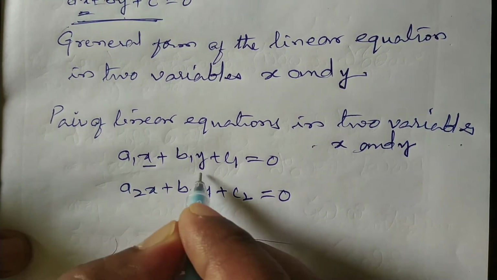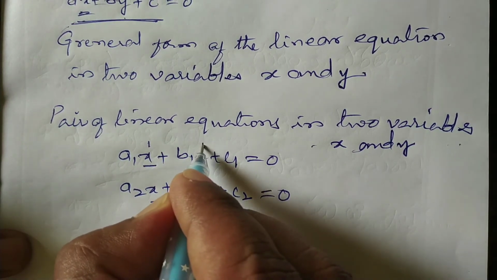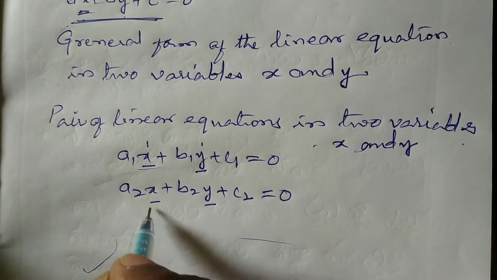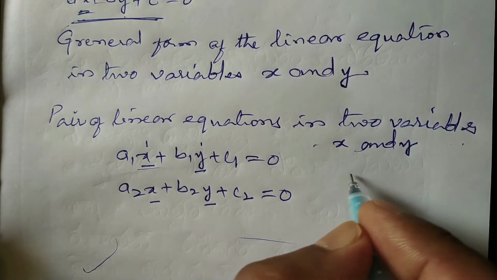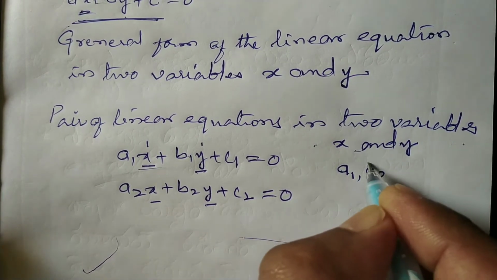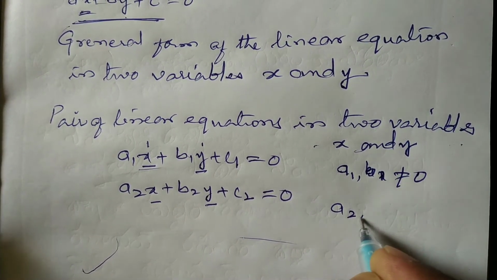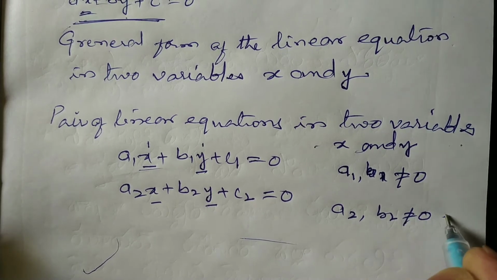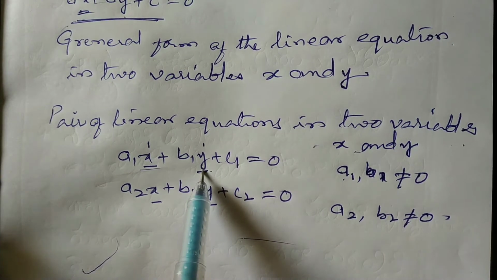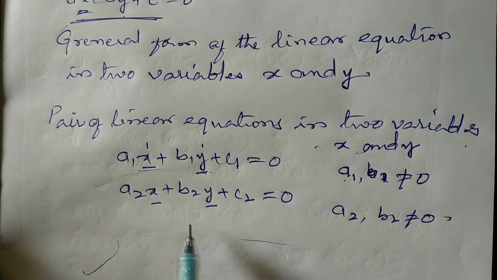Here the variables are x, y, x, y. Its degree is 1. Its degree is also 1. Exponent is 1. Therefore, it is a linear equation. Also, remember compulsorily that here a1, b1 not equal to 0. In this equation, a2, b2 not equal to 0. Because if a1 is equal to 0, only y is the variable, so it will become a linear equation in one variable.